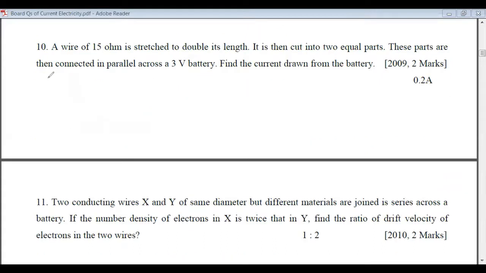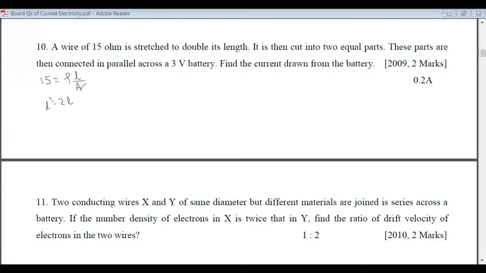Okay, now question number 10 is, a wire of 15 ohm is stretched to double its length. It is then cut into two equal parts. These parts are connected in parallel across a 3-volt battery and we have to find the current from the battery. Okay, it is given that the resistance of the wire is 15 ohms when its length is L and the cross-sectional area is A. Now this wire is stretched to double its length. That is, L dash is twice of L.